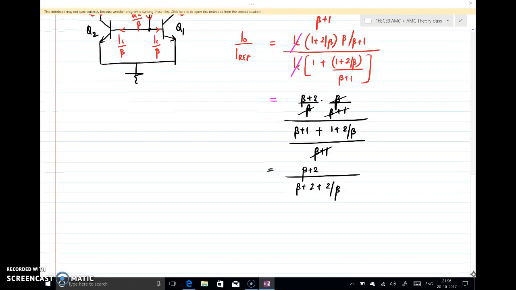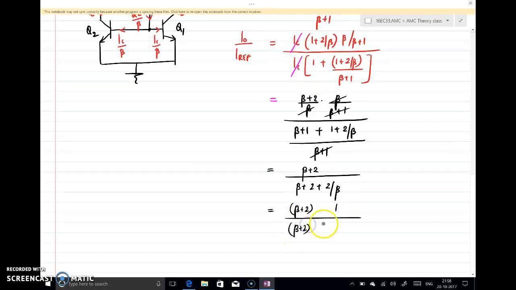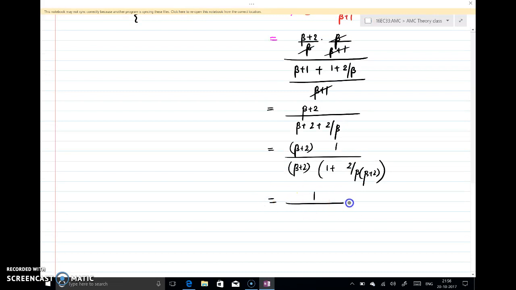What I can do from here is take beta plus 2 common from numerator and denominator. What I'll get is 1 plus 2 by beta into beta plus 2. Again, beta plus 2 and beta plus 2 will get cancelled. So it is 1 by 1 plus 2 by beta square plus 2 beta. Or I can approximate this as 1 by 1 plus 2 by beta square. So that is the current transfer ratio, which is the same as the previous one.